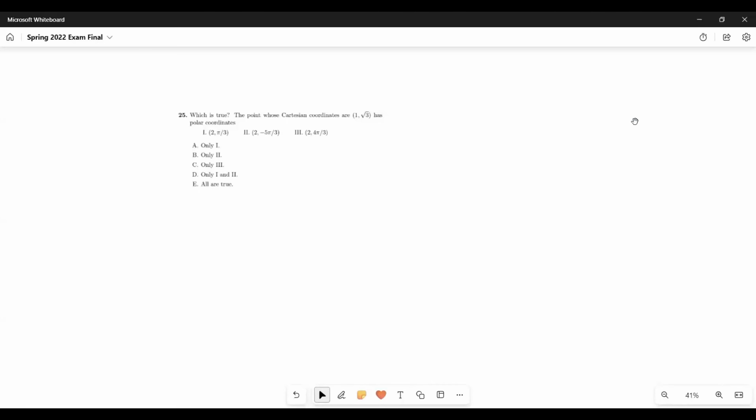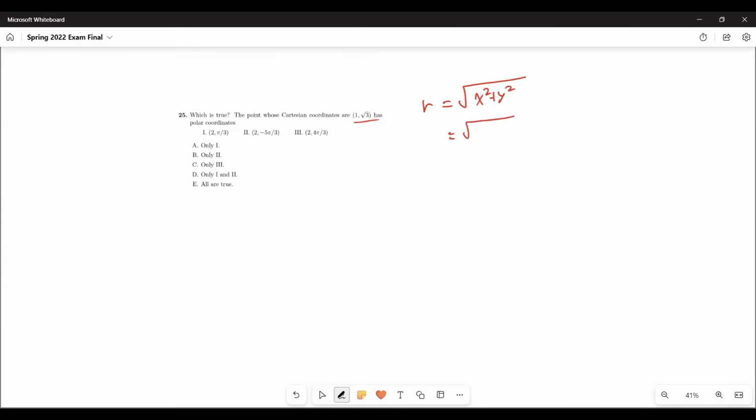Okay, this question asks which of the following is true, and the point is 1 comma square root of 3, not negative. So r can be found by square root of x squared plus y squared. In our case, x is 1, so it is the square root of 1 squared plus the square root of 3 squared, which is square root of 1 plus 3, which is square root of 4, which is 2. Great, everything has 2.